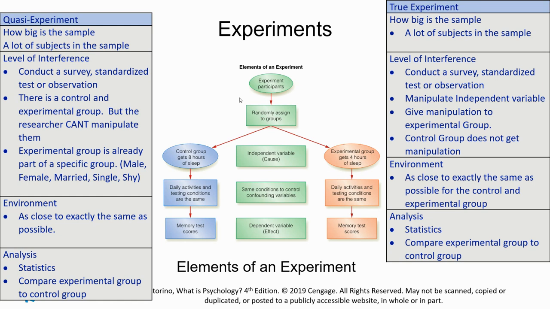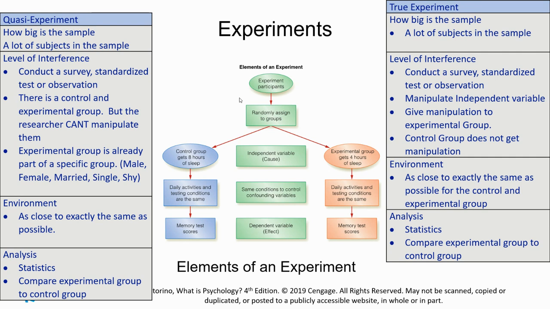And so you have to somehow manipulate the variable for one set of people and change it or not manipulate it for the other. There's a lot of interference as far as the researcher is concerned.